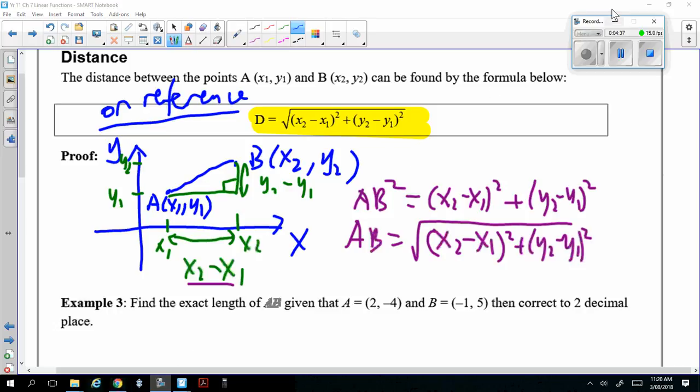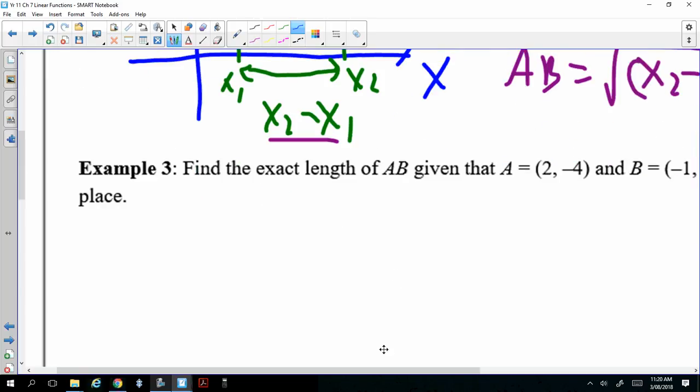Okay, good. Right, hopefully you're done. Shouldn't take that long. Okay. Right, let's move on. So, still recording, that's good. Let's use the distance formula to find the exact length of AB given these 2 points.